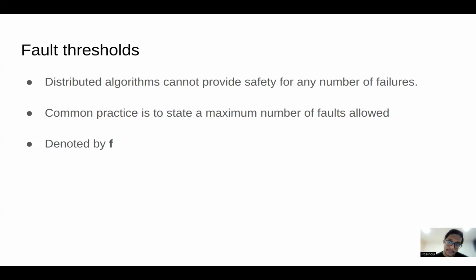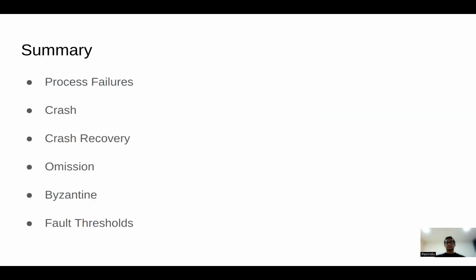And once you specify the failure mode, the next step is to specify the fault tolerance threshold or fault threshold. And there you will say this algorithm can tolerate up to F number of faults, meaning the maximum number of failures that can happen in the entire execution of the algorithm is bounded by some given F. So we usually use this simple letter F to denote the maximum number of faults allowed in an algorithm.